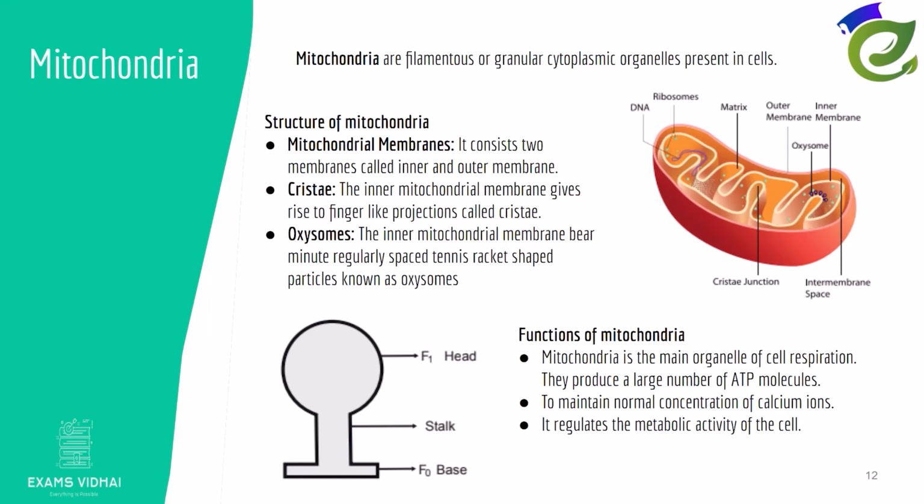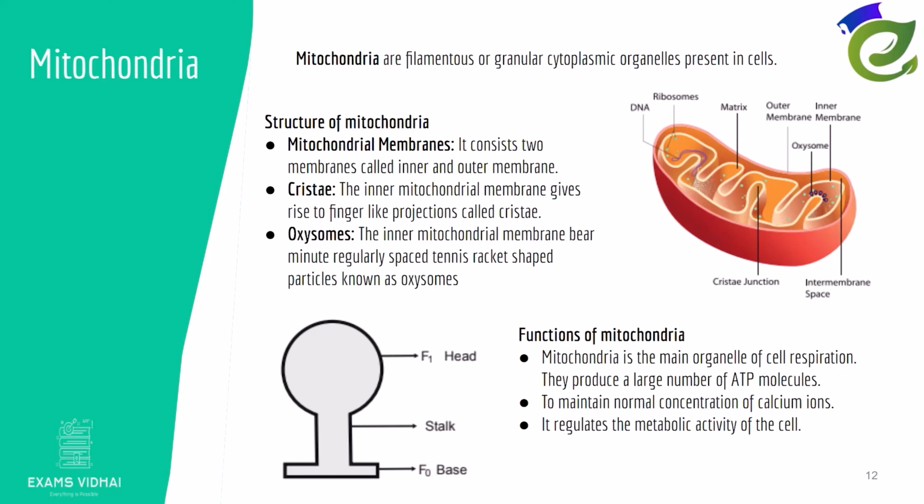Now we are coming to the next cell organelle, which is mitochondria. Mitochondria are filamentous granular cytoplasmic organelles present in the cells. They were first discovered by Kolliker in 1857 as granular structures in striated muscles. They are also referred to as the powerhouse of cells. So these cell organelles within the eukaryotic cells produce adenosine triphosphate, which is ATP, a form of energy of the cell. Hence they are called the powerhouse of the cell.